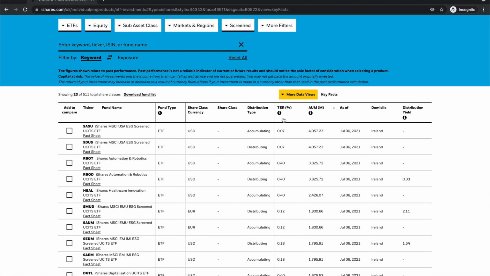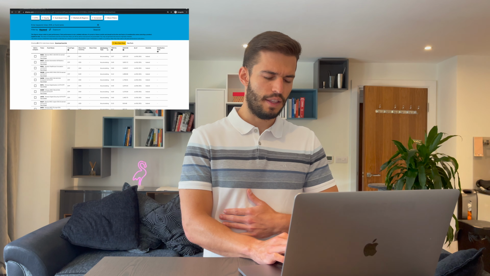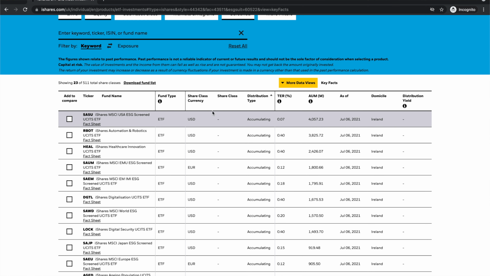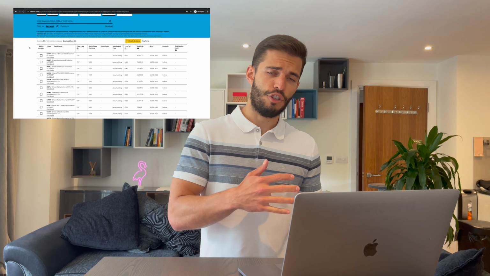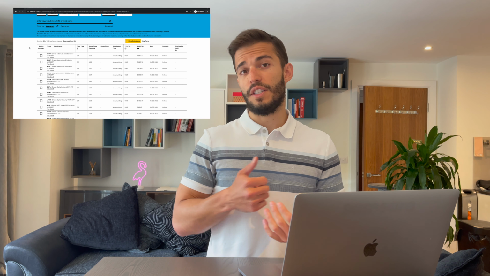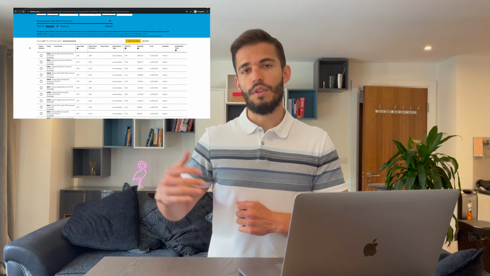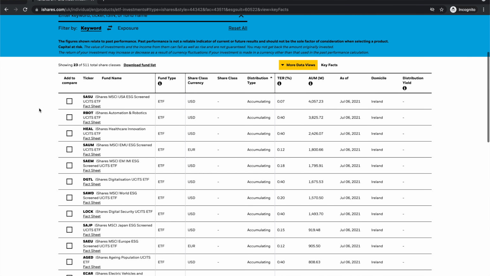Okay, good stuff. Now, before looking into the ETFs, I am a long-term investor, so I'm only interested in funds that are accumulating. So the distribution type is set to accumulating or accumulation funds. Remember, these are the ETFs that reinvest their dividends and buy more shares. So if you're a long-term investor, this is what you want to do because you want to benefit from that compounding effect over the years. So we will select only accumulating funds, and let's take a look here.